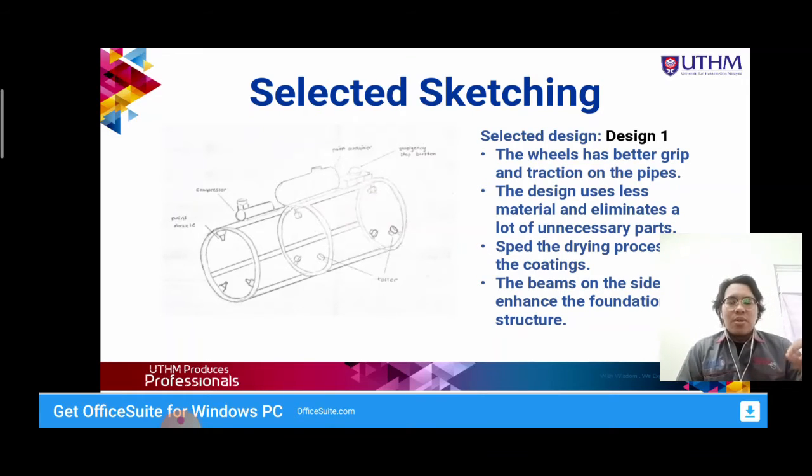As we can see, we only require the beams and the rings for the product. And then the machine is more like a frame, with no body that will cover the pipe. So the paint and the coating of the pipe will dry faster. Also, the beams on the side of the product are used to enhance the structure of the product.